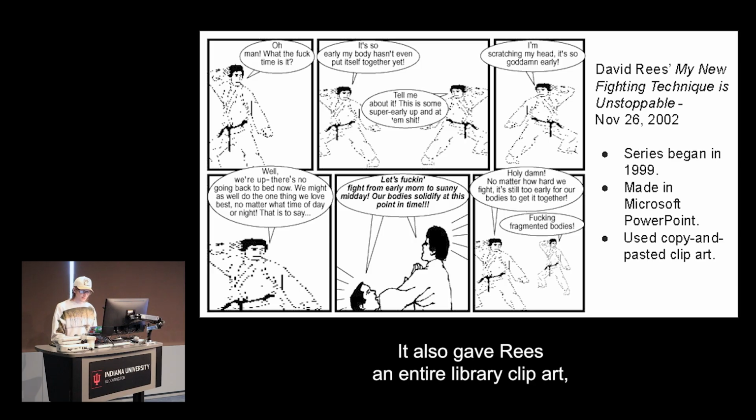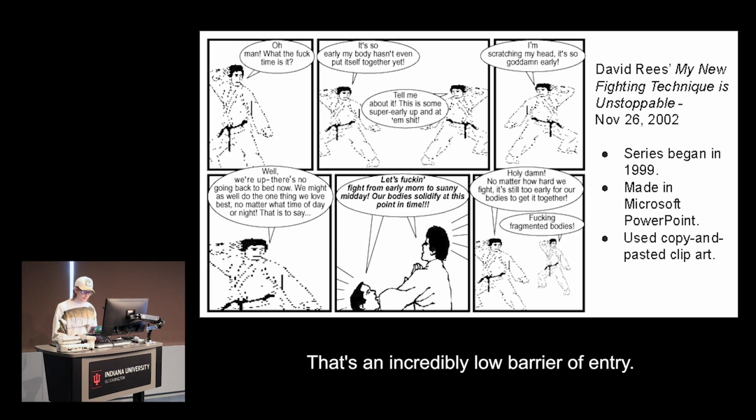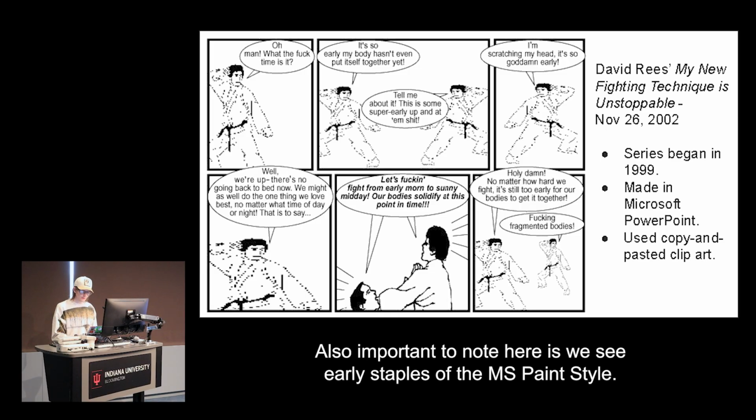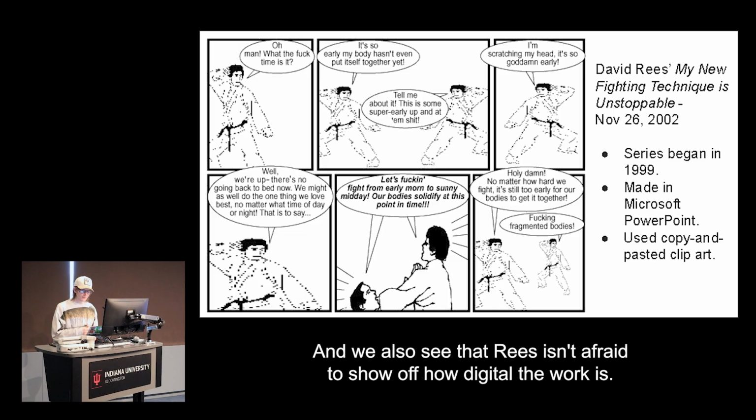It also gave Reese an entire library of clip art that he could simply copy and paste into various black outline rectangles and squares and create a comic. That's an incredibly low barrier of entry. Also important to note here is we see early staples of the MS Paint style. The craftsmanship isn't meticulous, and we also see that Reese isn't afraid to show how digital the work is.